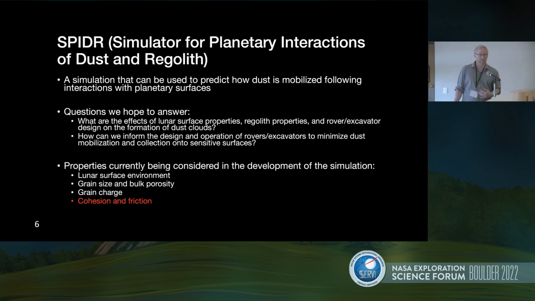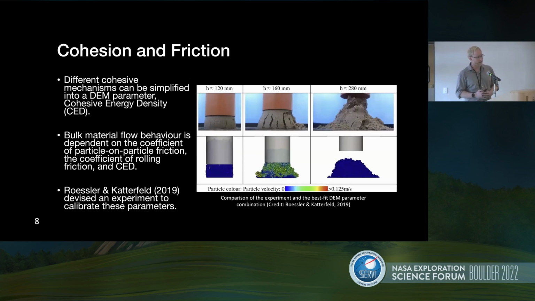Different cohesive mechanisms in the regolith within DEMs are simplified to what they call a cohesive energy density parameter, or CED. Particle behavior is dependent on this and other things such as rolling friction, sliding friction, and more. There are published studies on how these calibrations work, and here we are just following these established methods.